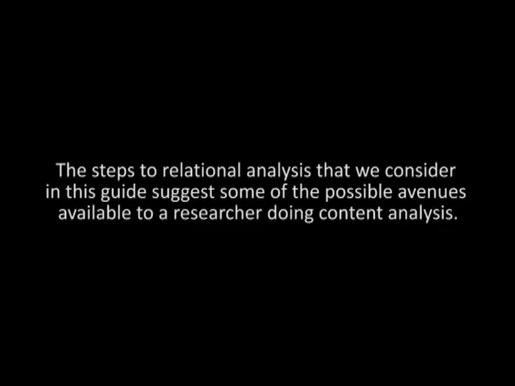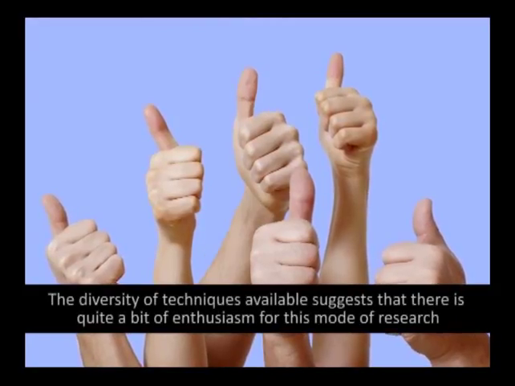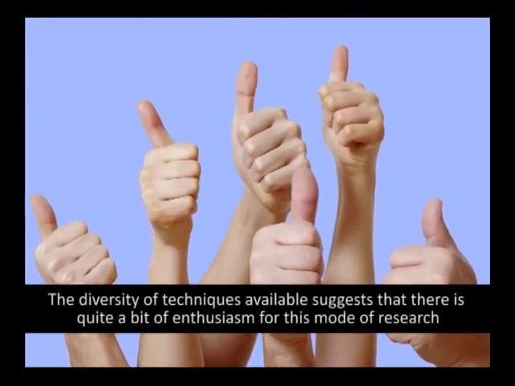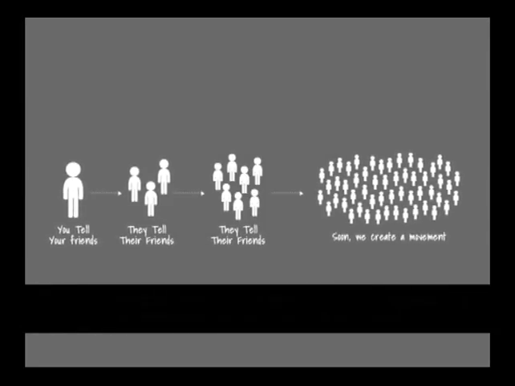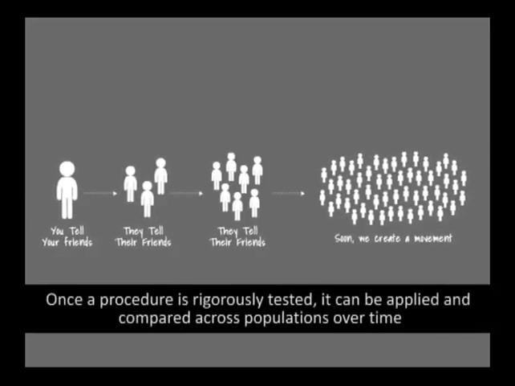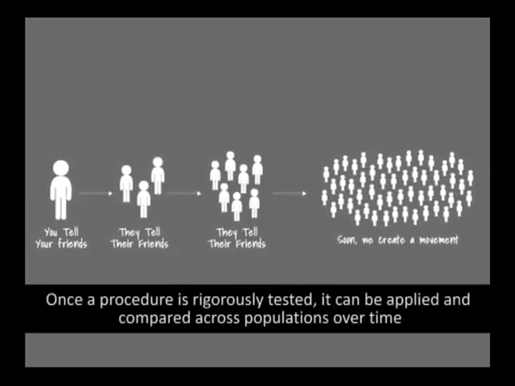The steps to relational analysis that we consider in this guide suggest some of the possible avenues available to a researcher doing content analysis. We provide an example to make the process easier to grasp. However, the choices made within the context of the example are but a few of many possibilities. The diversity of techniques available suggests that there is quite a bit of enthusiasm for this mode of research. Once a procedure is rigorously tested, it can be applied and compared across populations over time.